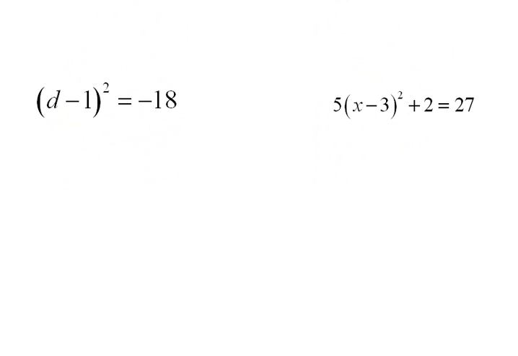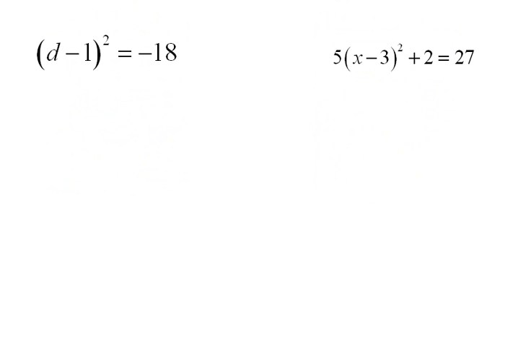Okay, let's do a couple more here. Here we have one that says d minus 1 quantity squared equals negative 18. And again, you cannot square something and get a negative number in the real number system, but we can in the complex number system. So I would need to, first of all, undo this square by taking the square root of both sides. So when I undo that square, now we have d minus 1 on the left equals, and on the right we have the square root of negative 18.